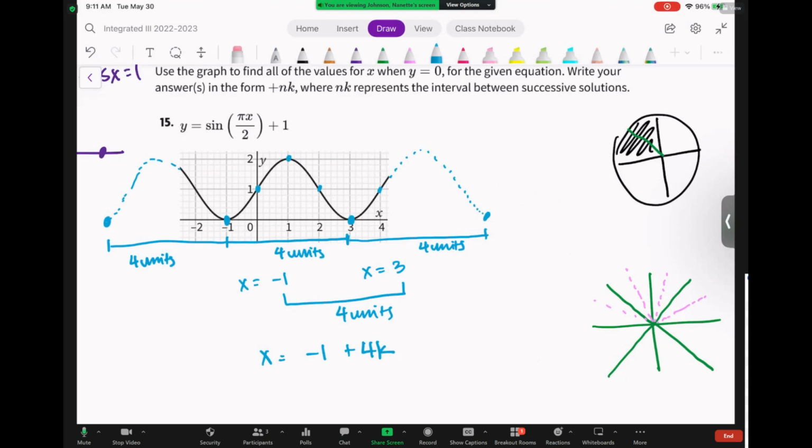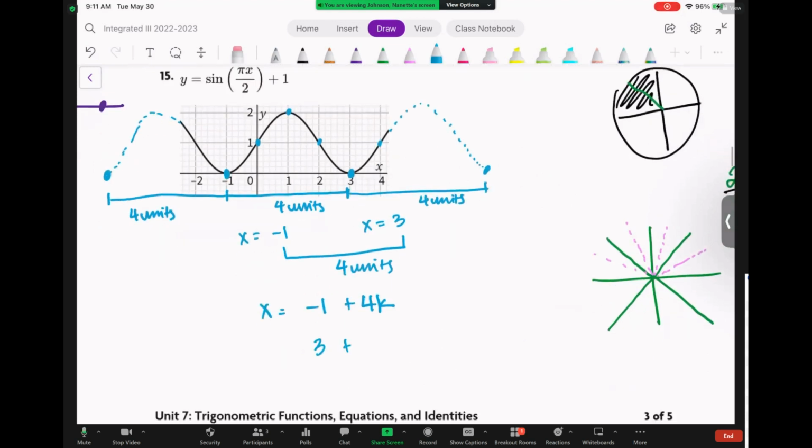Now if you wanted to, you could have put 3 plus 4k. Why does 3 plus 4k also work? Technically, you could put a minus down there too, but because k is an integer, I'm taking care of all of those numbers. So 3 plus 4k could also be a solution, because if I wanted to get to -1, I would just make k -1. That would be 3 minus 4, which would be -1. And then I've gotten my solutions.